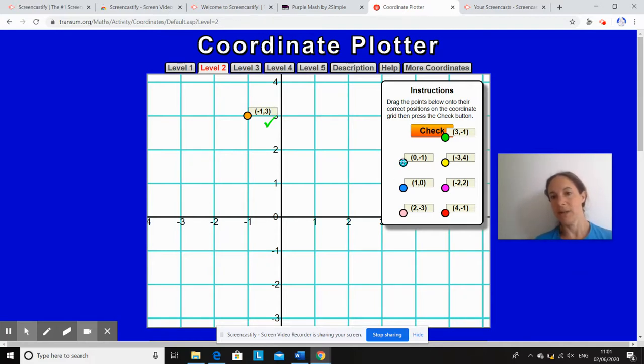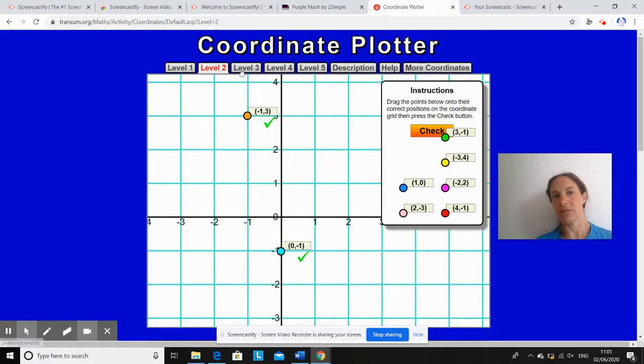So this one is 0. So I'm guessing it's just going to be 0. But then it says -1. So my y-axis would be -1, and it would sit there. I'll check it, and it's giving me a tick.